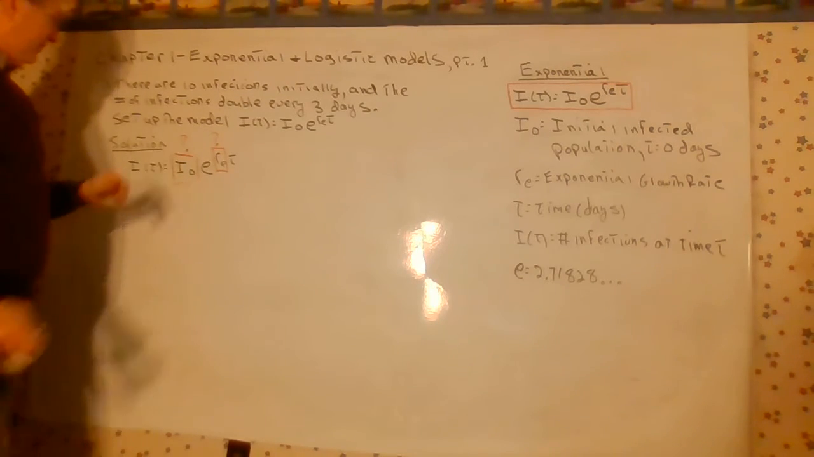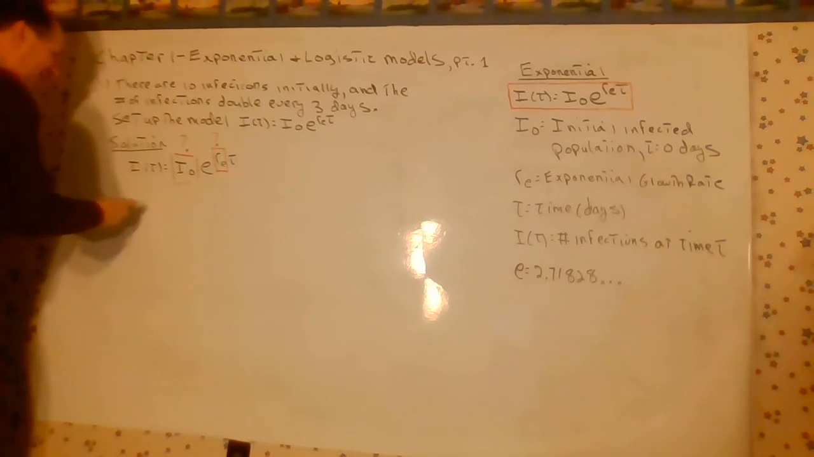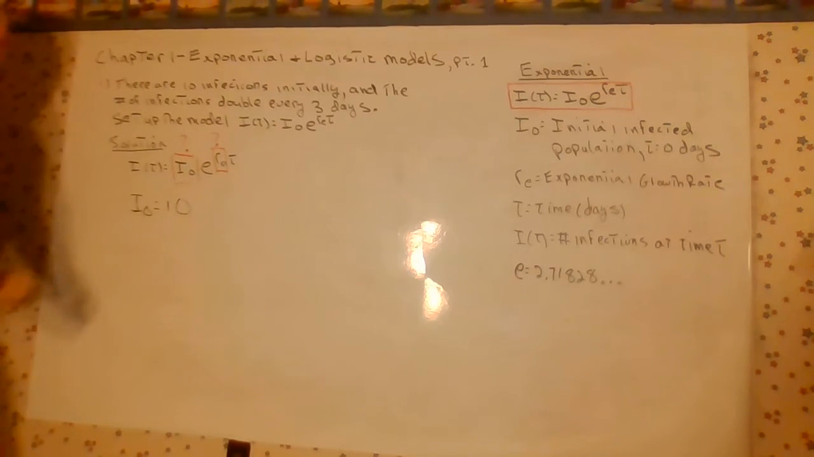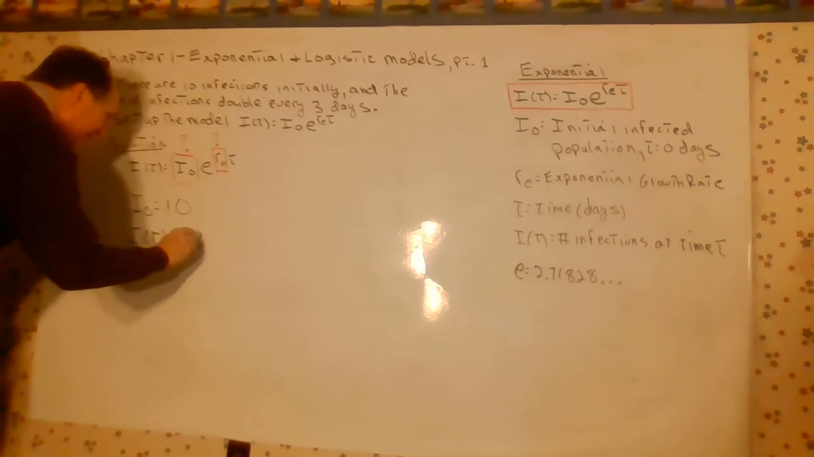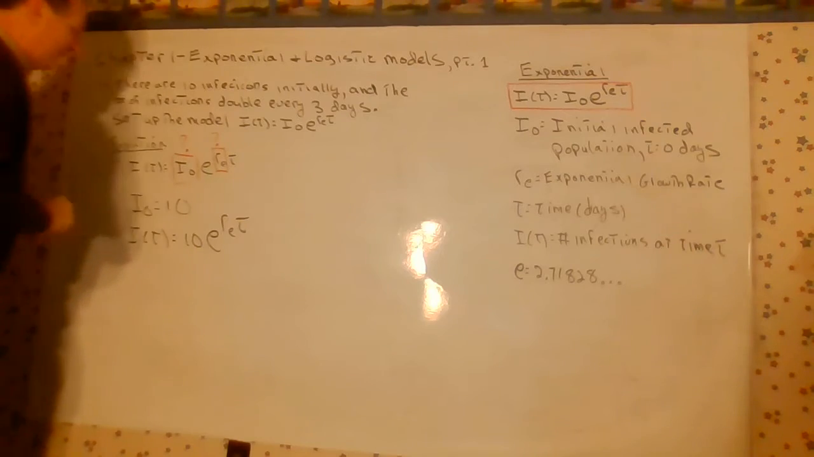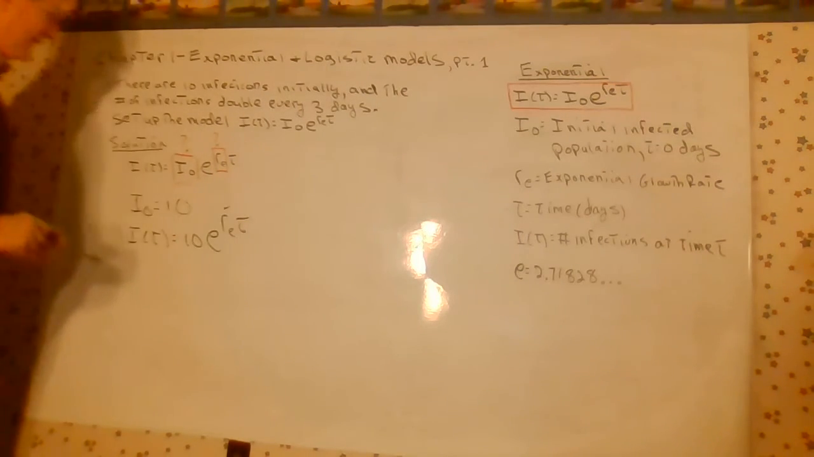Well, first of all, I0 is the number of initial infections. That's equal to 10, so we can identify I0 equals 10. And you can substitute back into the model. I of t is 10 e to the r e times t. And then next we're still left with this parameter right here.